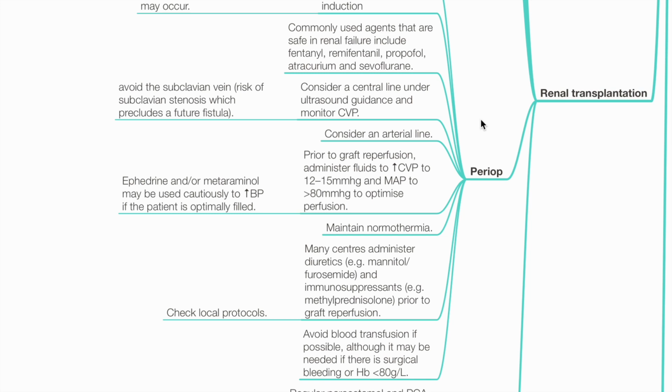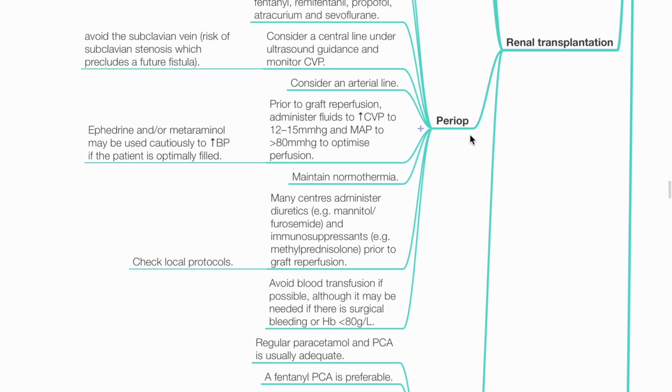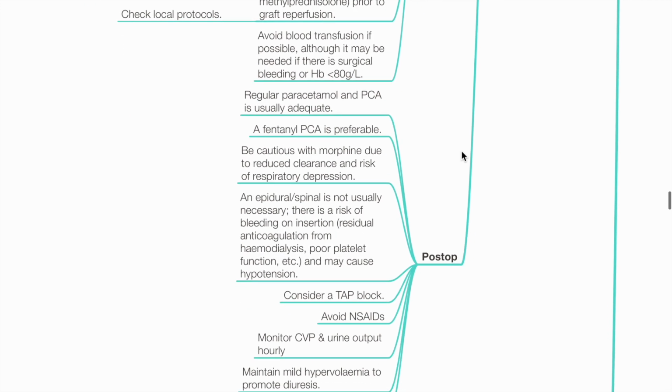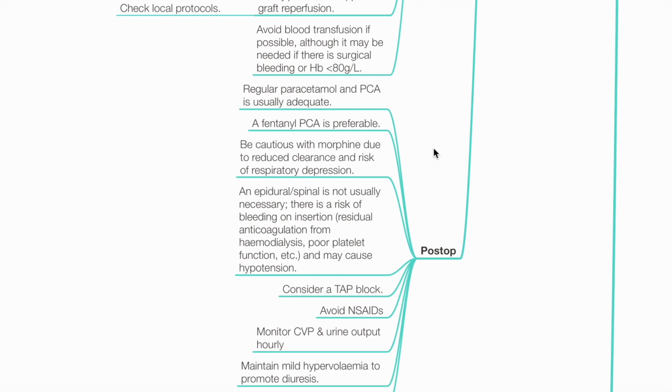Prior to graft reperfusion, administer fluid to increase CVP to 12 to 15 mmHg and MAP of more than 80 mmHg to optimize perfusion. Ephedrine or metaraminol may be used. Maintain normothermia. Many centers administer diuretics such as mannitol and furosemide and immunosuppressants such as methylprednisolone prior to graft reperfusion. Check for local protocols. Avoid blood transfusion if possible. Blood transfusion may be needed if HB is less than 8 grams per dl.